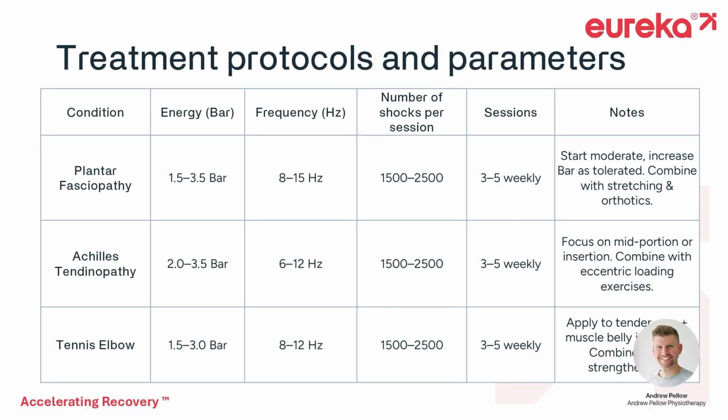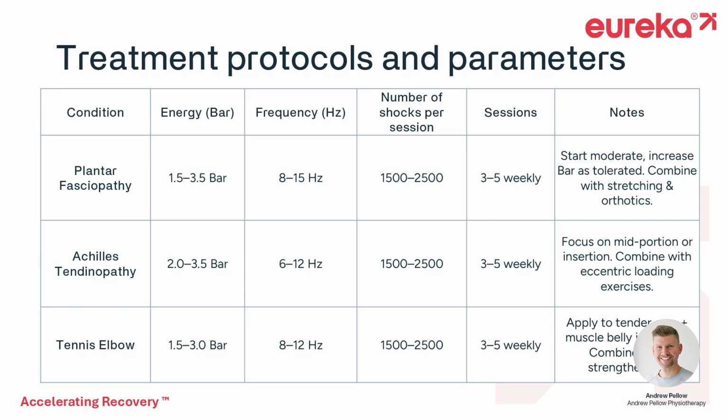In the example of plantar fasciopathy, the energy delivered would be somewhere between 1.5 and 3.5 bar, using a frequency of 8 to 15 Hz. The total number of shocks delivered in a session would be 1500 to 2500. It is recommended that 3 to 5 sessions are completed. Please note, start with a moderate level of bar and frequency, and these can be increased as tolerated. Combine these treatments with stretching and orthotics.